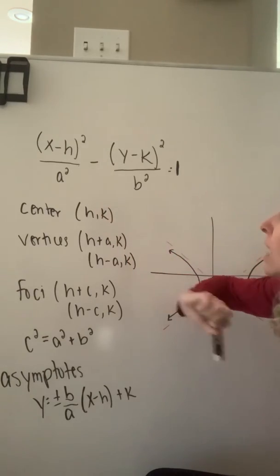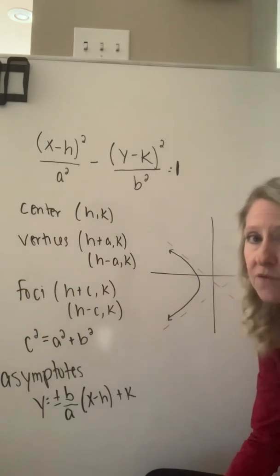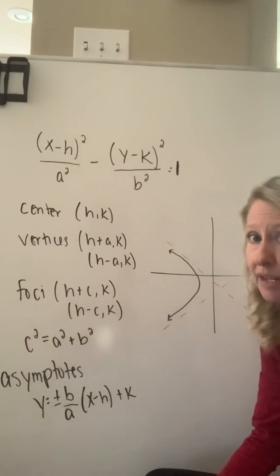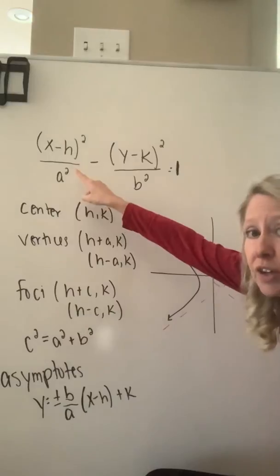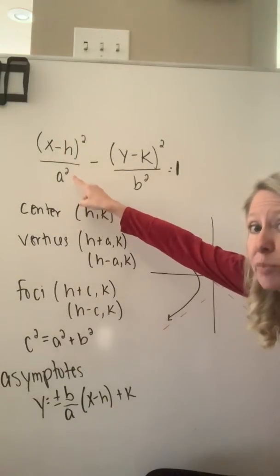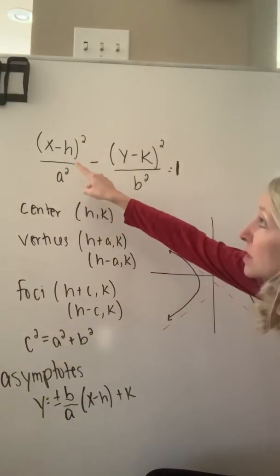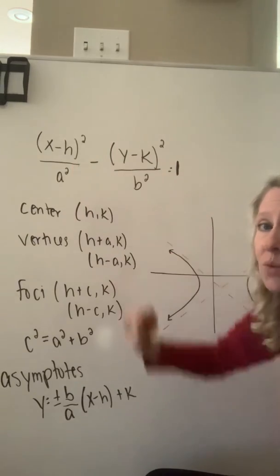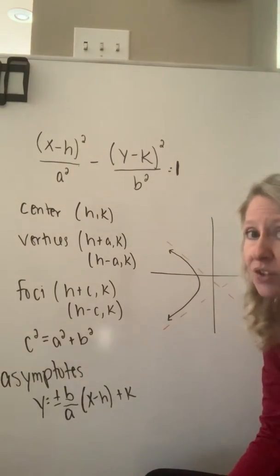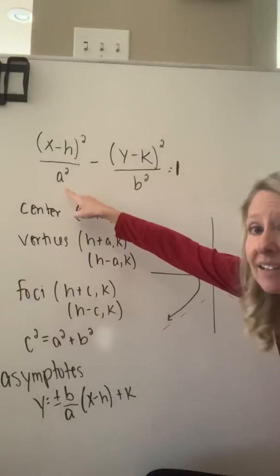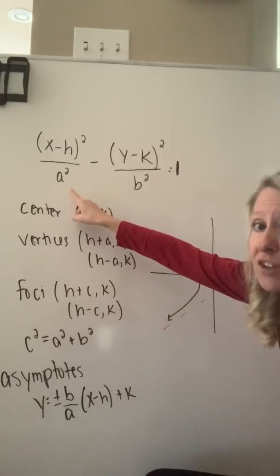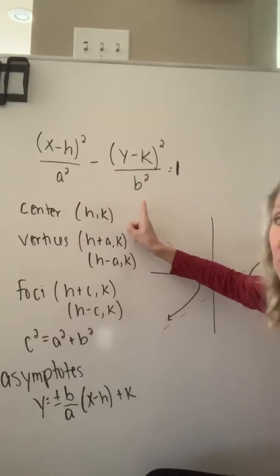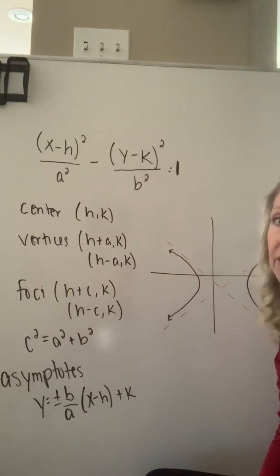But on the ellipse, you are always looking for the biggest denominator. But on the hyperbola, you're looking to see which variable is positive or which variable is first. So in this case, because the x is first, that's what makes this horizontal. This a, it might be bigger, it might be smaller. That doesn't matter for the hyperbola, but your a squared is always going to be your first denominator, and your b squared is always going to be your second denominator.